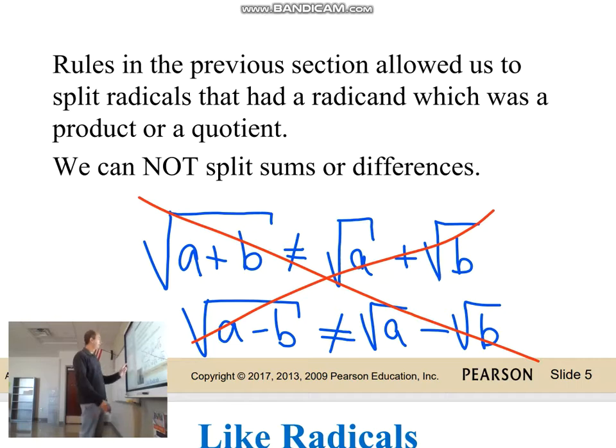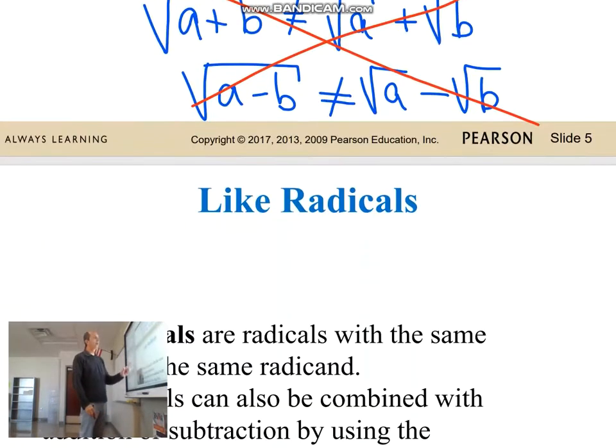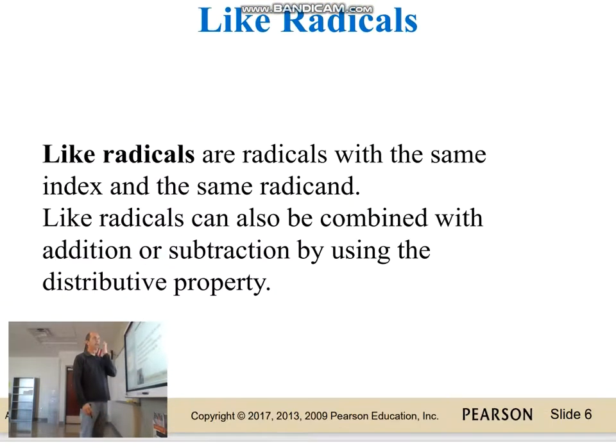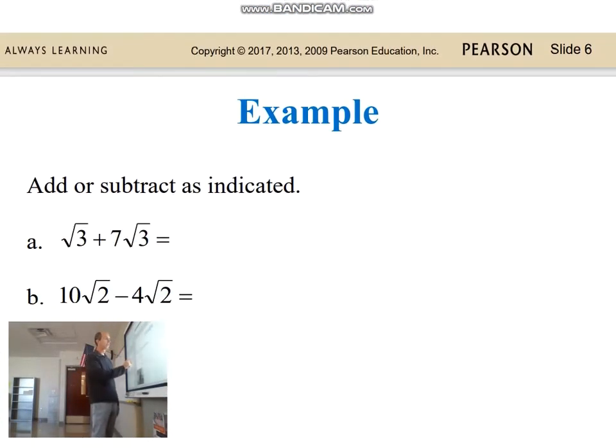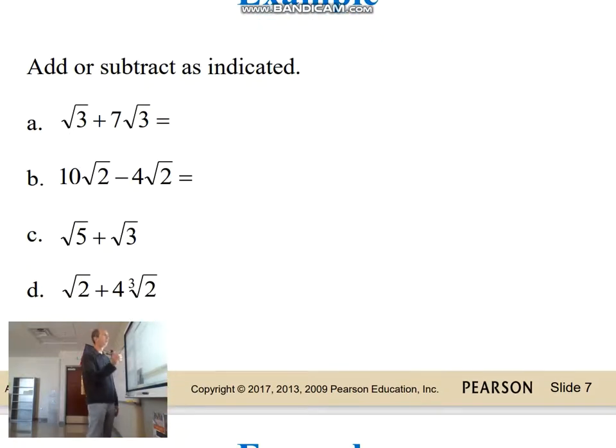And we will be able to add by identifying like radicals, which are the radicals that have the same index and the same radicand. Like radicals can also be combined with addition and subtraction using the distributive property. Let's understand with the examples. We're working on a few examples, and check this out.